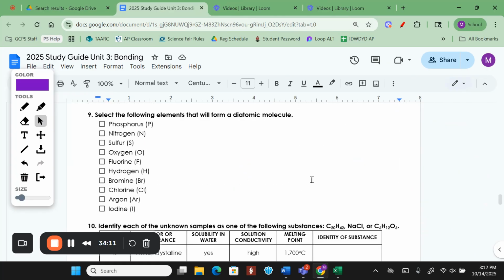Question number 9. We talked about diatomic molecules in question number 1 of our study guide. Essentially, they are two atoms that are the same in a molecule. This is the most common example that we will give you of a nonpolar covalent bond. There are 7 diatomics, and they form a 7 on your periodic table in the nonmetal section.